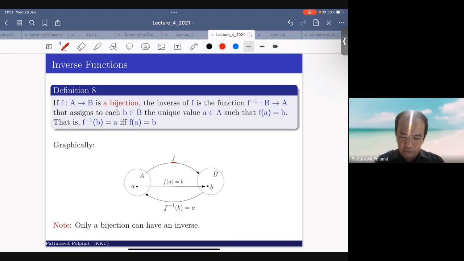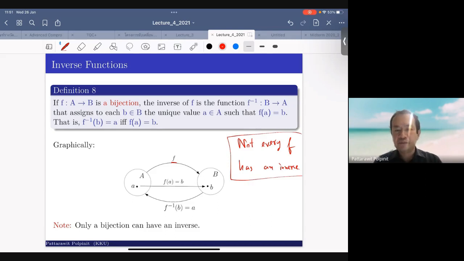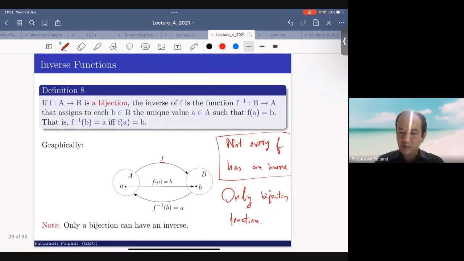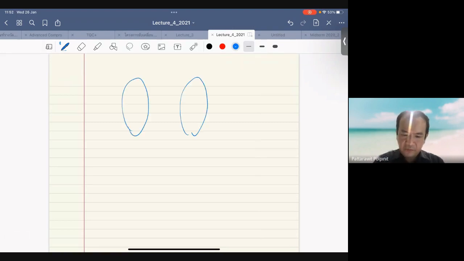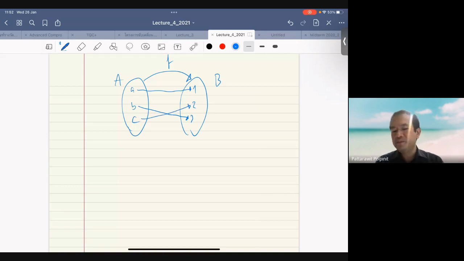But the important note we should make here is that not every function has an inverse. Only bijection functions, functions that are both one to one and onto, have an inverse function. For example, suppose we have a function f from a, b, c to 1, 2, 3, which is a one to one function: a goes to 1, b goes to 3, c goes to 2.